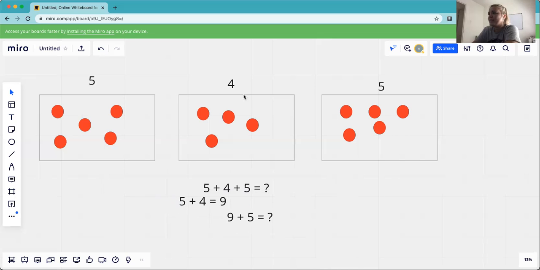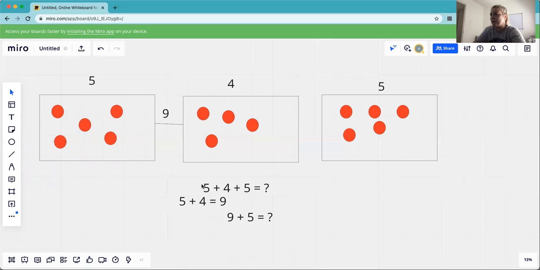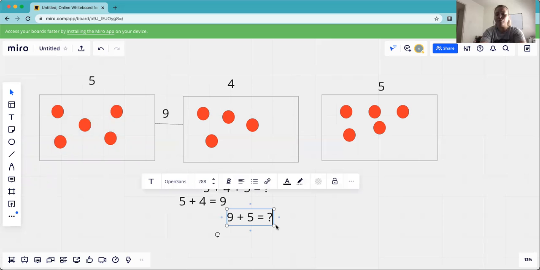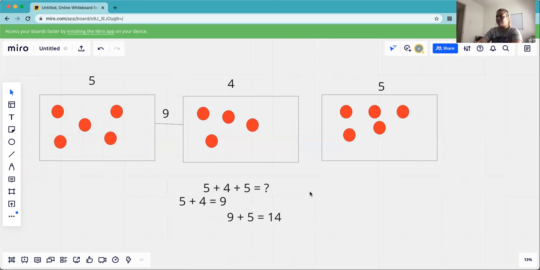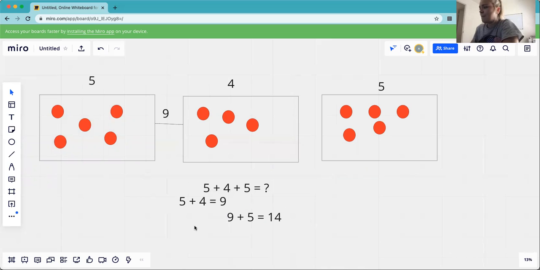I know these together, they both equal 9. Those together, again, they equal 9. So I'm going to go ahead and start with my big number 9, and I'm going to add on 9, 10, 11, 12, 13, 14. So 9 plus 5, we found out equals 14. So thinking about that, what does my 5 plus 4 plus 5 equal? It equals 14.